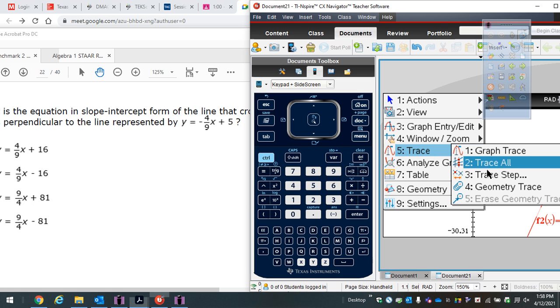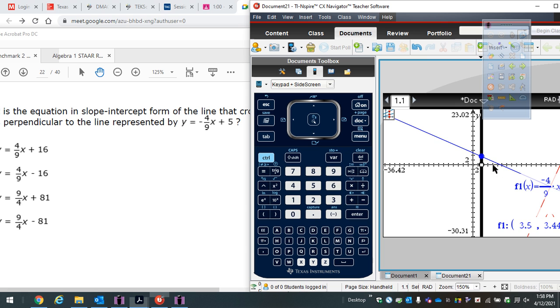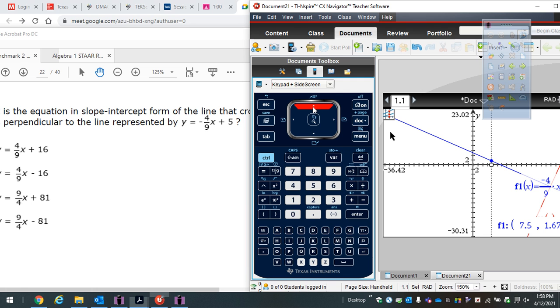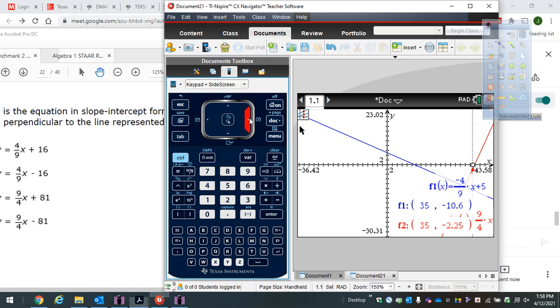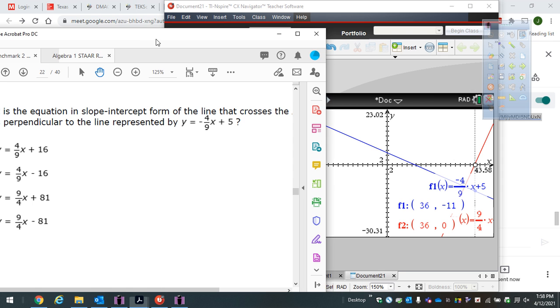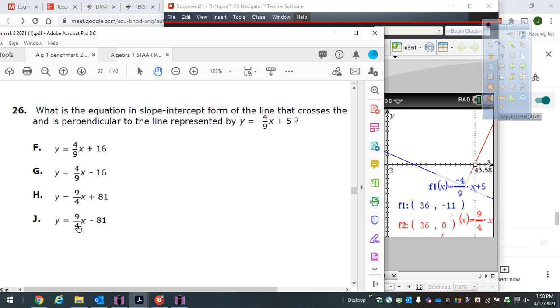And you go to trace, graph trace. So right now on that one, I want to press down, and I go to the red one. Come on, why is it not jumping to that line? Oh, it's tracing them all. So you can see it's at 36.0 for the red one. That's the question I was asking. So we're going to go with J.